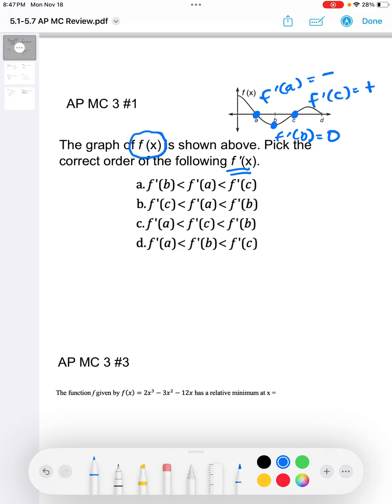So as I put these in order, f prime of A is the lowest, so that means these two are out. F prime of B is less than f prime of C, since that one is a positive value. So my first answer is going to be D.